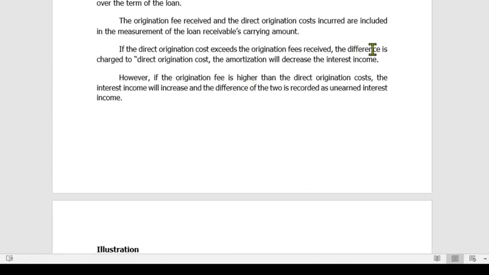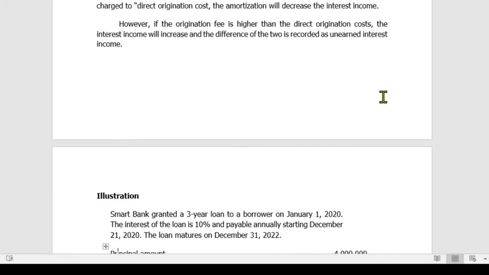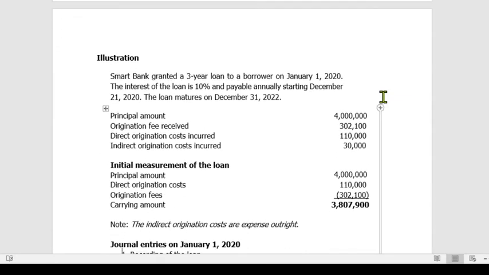If the direct origination cost exceeds the origination fees received, the difference is charged to the direct origination cost. The amortization will decrease the interest income. If the origination fee is higher, the interest income will increase and the difference of the two is recorded as unearned interest income. Okay, let's have an illustration related to that.